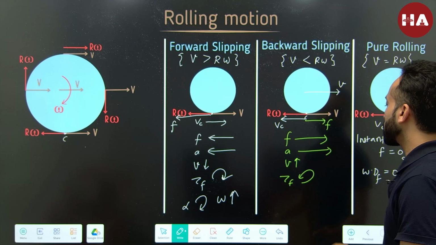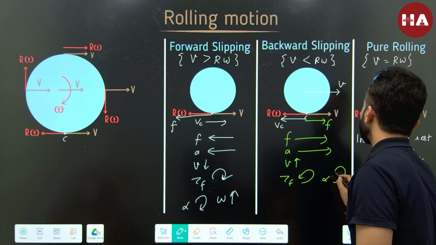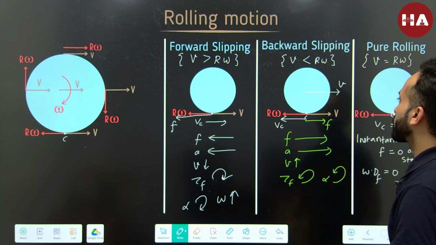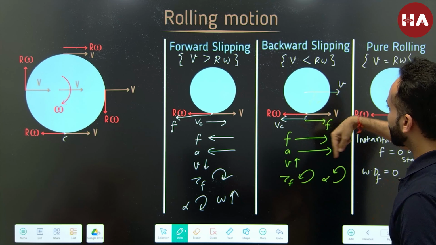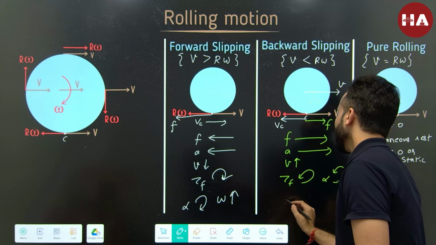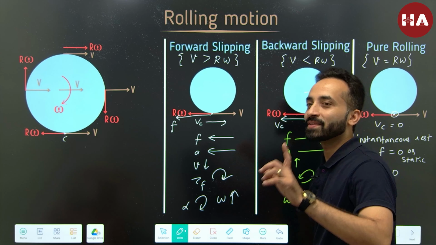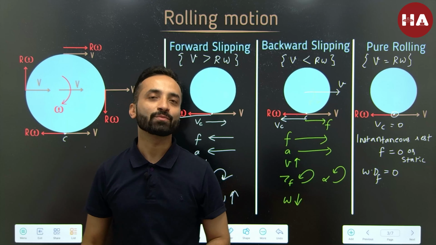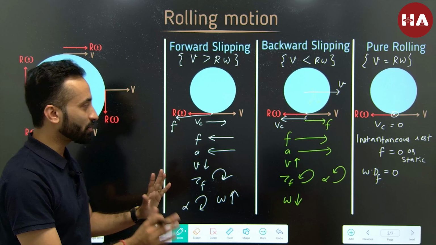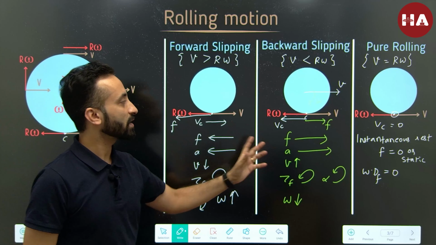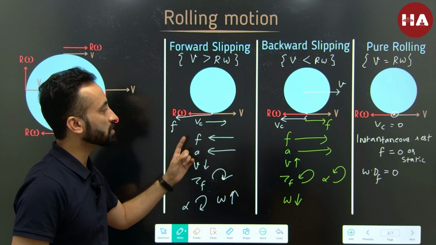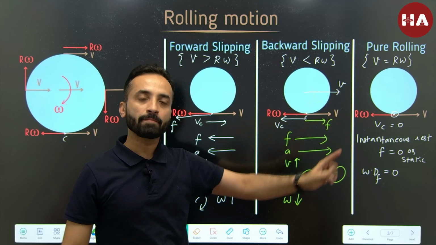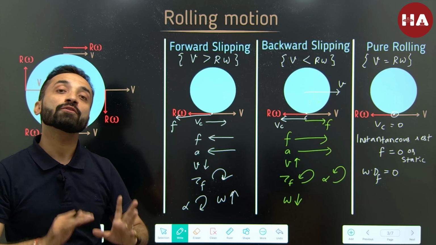Alright, and if it's anti-clockwise, alpha is also going to be anti-clockwise. And since omega is clockwise and alpha is anti-clockwise, what will happen to omega? It will decrease. So think about it now, friction is trying to bring it to this condition. So friction is always in the favor of pure rolling.